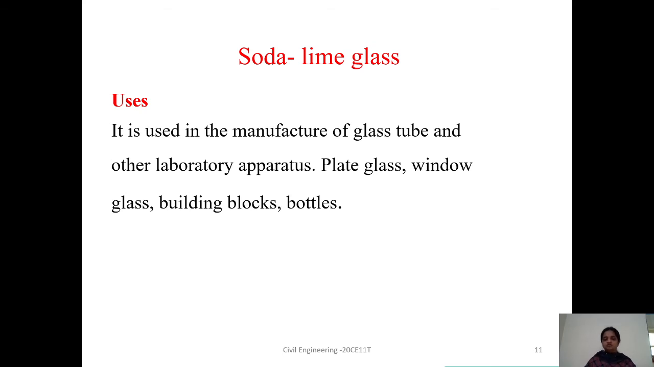The uses of soda lime glass. Soda lime glass is used in the manufacture of glass tube and other laboratory apparatus, plate glass, window glass, building blocks, bottles, etc. Plate glass means it is manufactured in the form of planes which suits the windows and doors.